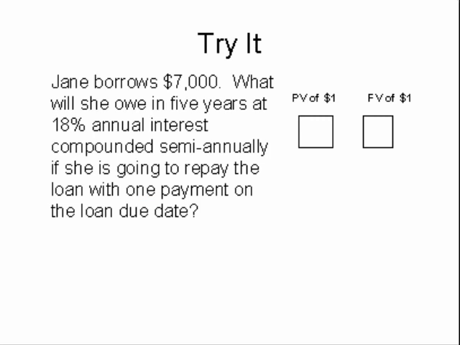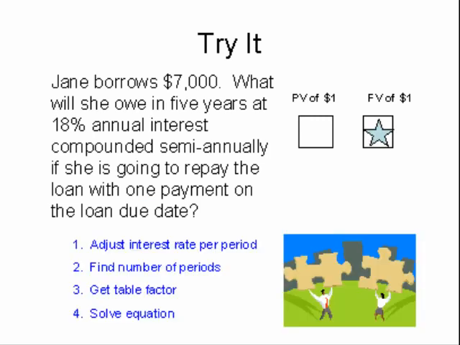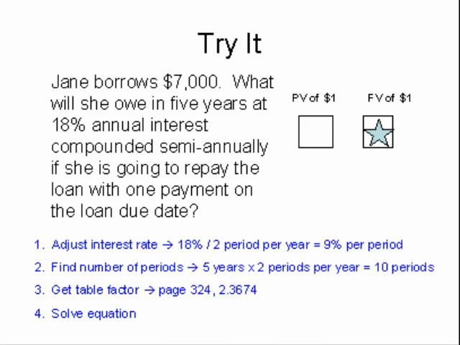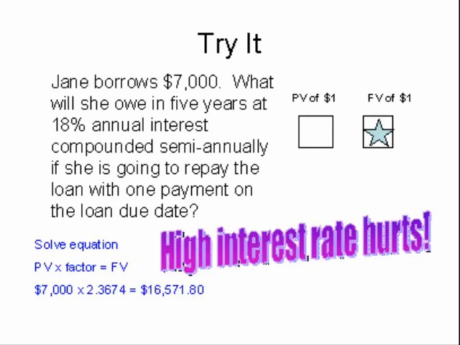What table do you need? That's right, we need the future value. Okay, adjust for compounding, get your formula out there and see how you do. If this is going too fast, just freeze the frame until you catch up. That's an awful lot to repay, isn't it? $16,000 and you only borrowed $7,000. Whew, I bet Jane doesn't like that much.